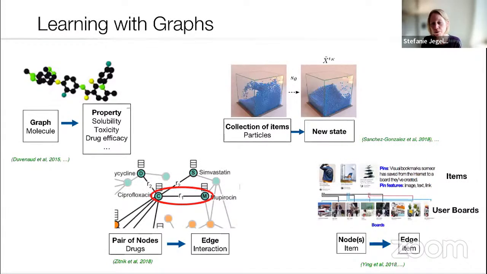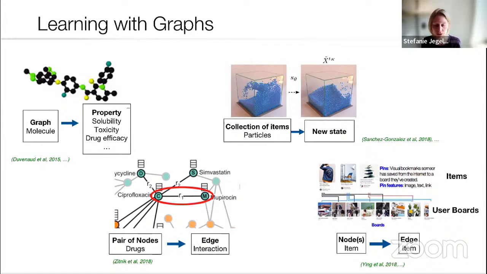Another link prediction problem is recommender systems, where our graph is bipartite. We have users on one side and items on the other side, and we want to predict whether a user would like an item, which would be another link in this network.